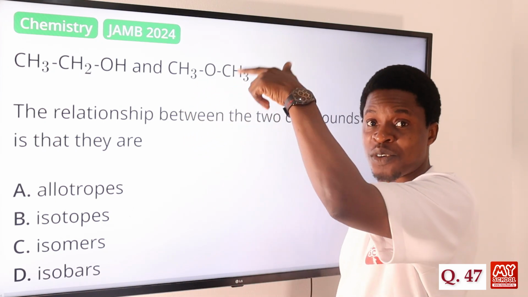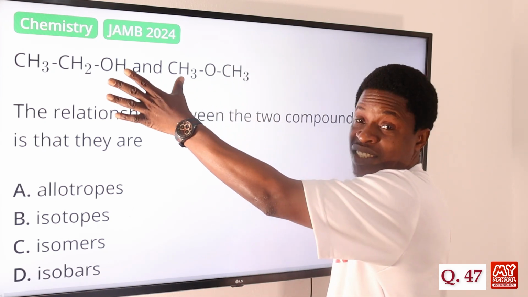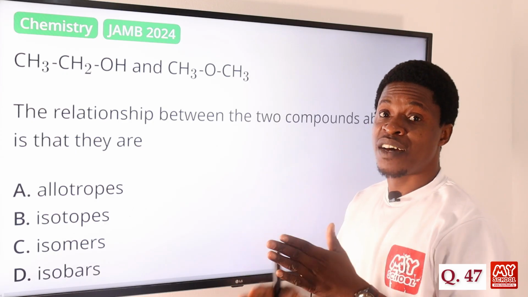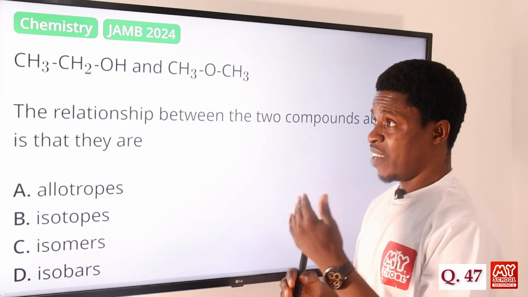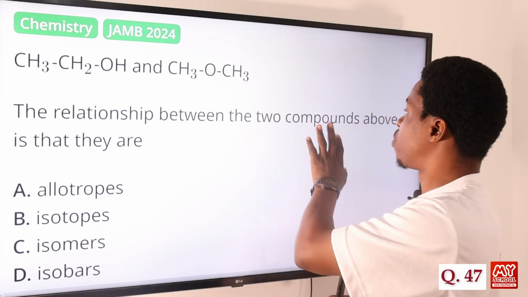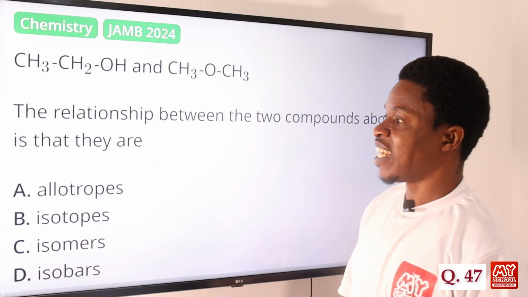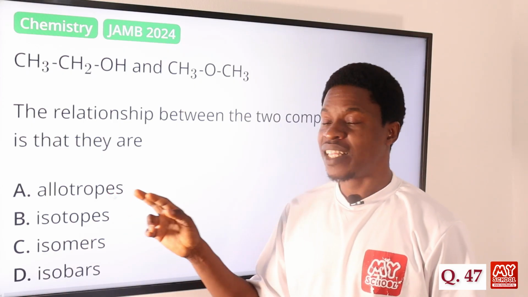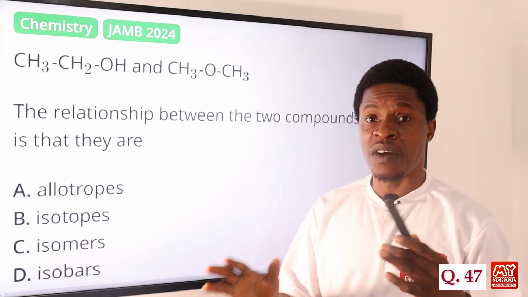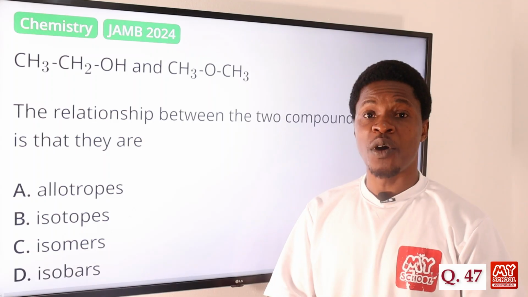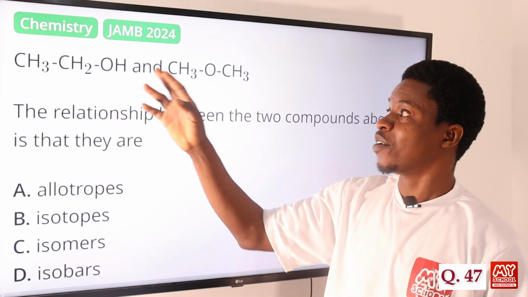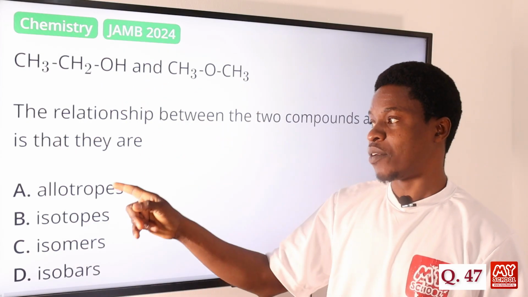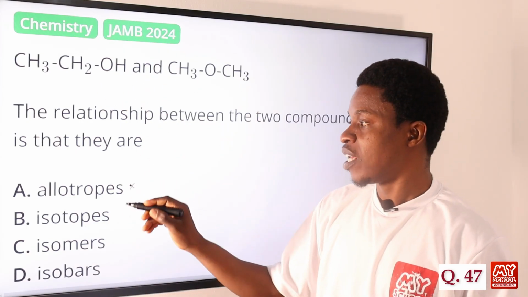One of the questions we solved earlier, we used as an example to check if they have functional group isomers. So the relationship between the 2 compounds above is that they are what? Are they allotropes? They are not allotropes. Allotropes are different forms in which atoms of elements can exist in their physical state. These are not atoms of the same element, so they are not allotropes. So we eliminate this option.